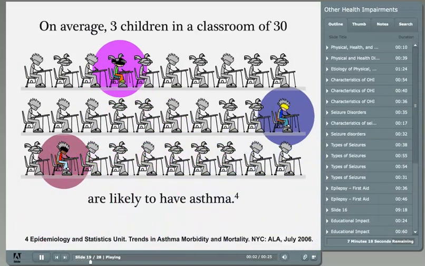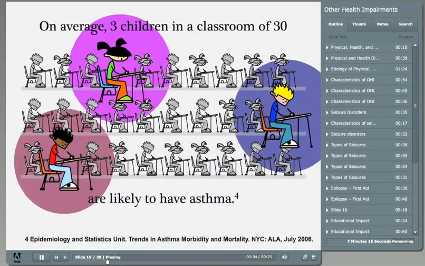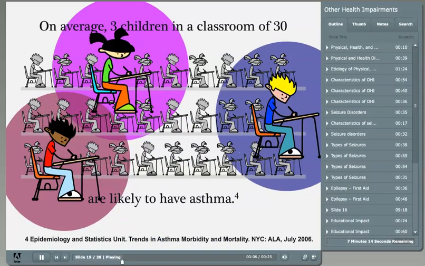On average, a typical classroom of 30 students is likely to have 3 students with asthma. According to the 2004 National Health Interview Survey, parents reported that 9.6%, or 5.1 million, of their school-aged children, ages 5 to 17, had been told by a doctor that they have asthma, and still had asthma.